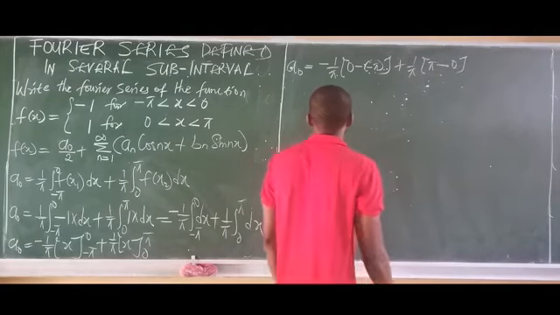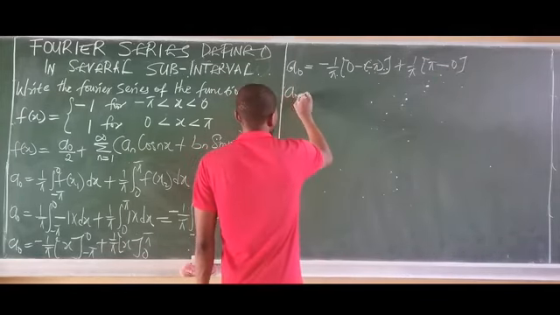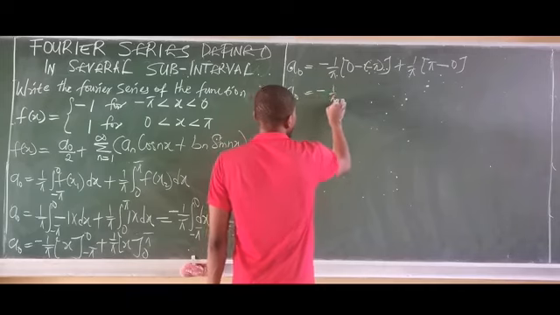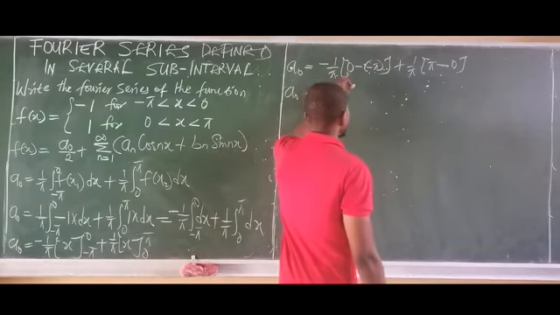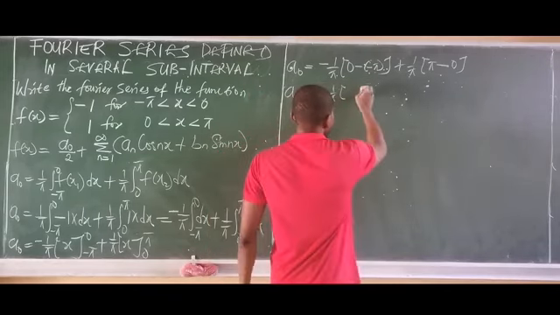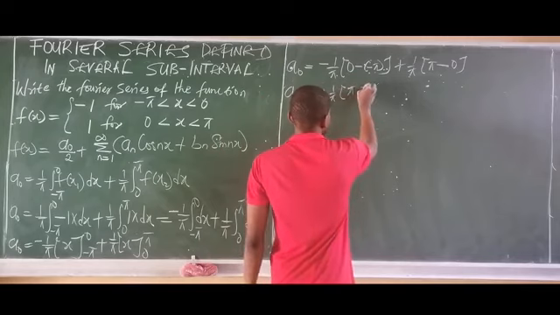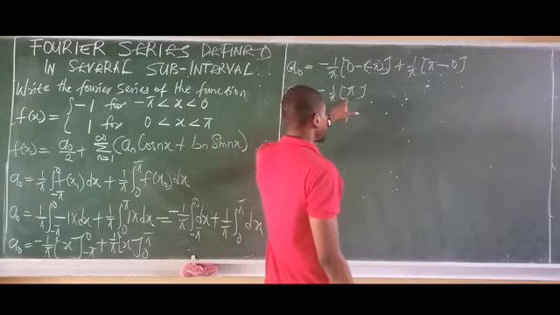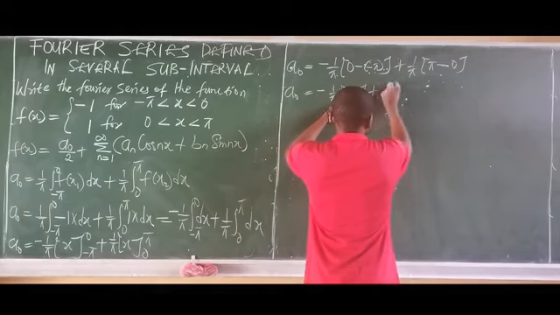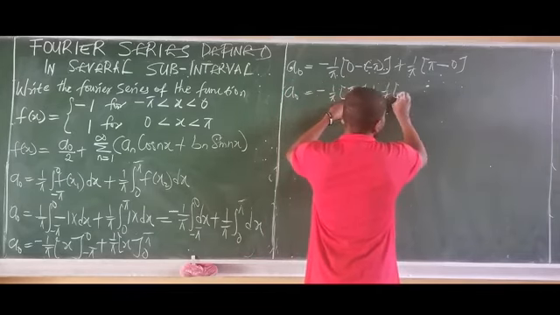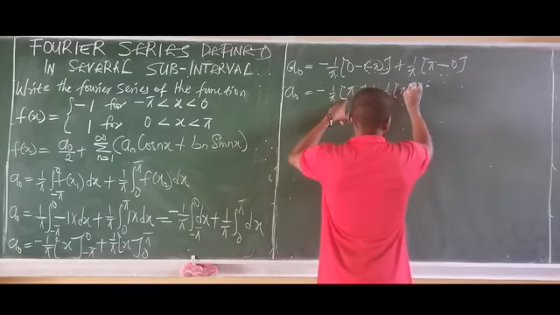We have this. So a naught is equal to minus 1 all over pi times 0 minus minus pi. Minus minus is plus. So this is simply 0 plus pi, which remains pi, plus 1 all over pi times pi minus 0, which remains pi.